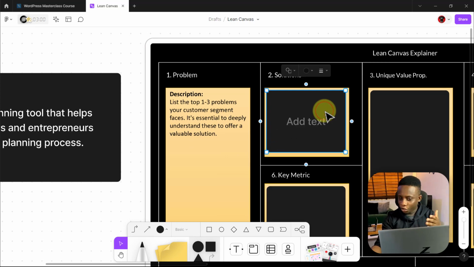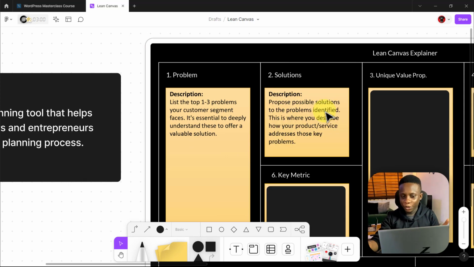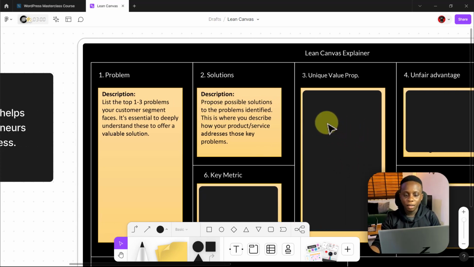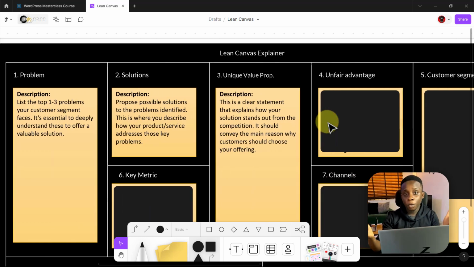Then if you come to solution, you're already having an idea what the solution is. The solution is more like proposing the possible solutions to the problems that you've identified from, probably, Tinder. Then you go to three, which is unique value proposition. A unique value proposition is a clear statement that explains how your solution stands out from your competition. It should convey the main reason why customers should choose your offering, so why customers should choose Tinder over another product.